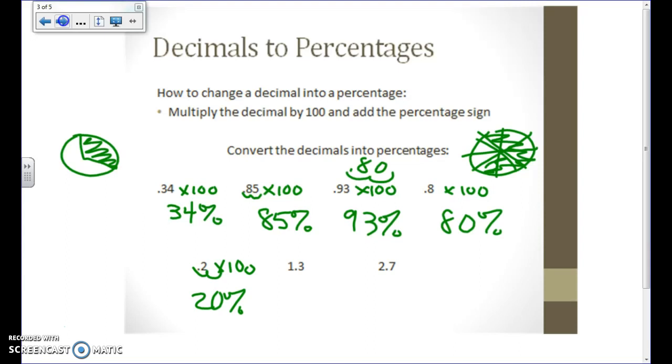1.3. Even with whole numbers and parts, we have 2 decimal places. We're just multiplying by 100. It looks like 130%. That's going to happen sometimes. You might have more than 100%. That just represents more than one whole. It represents a whole and then another 30% on top. Or 2.7 times 100. Again, we're just moving it 2 spots, 270%. That's just saying that we have 2 wholes, 100%, 100%. That makes 200%, and then 70% of the next whole. Okay, that's how that works.